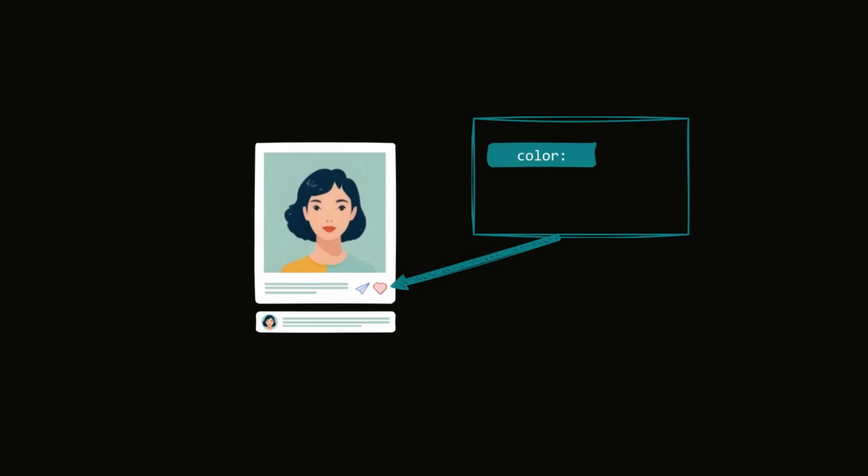It follows a system of rules which consists of a selector, which targets the HTML element, a set of properties, like color or margin, and values assigned to those properties, like red or 10 pixels. And that's your quick theoretical intro into HTML and CSS. Now, let's set up our working environment and start building.